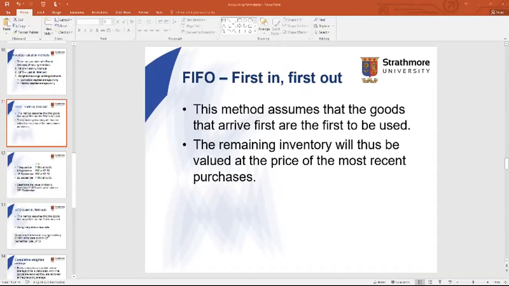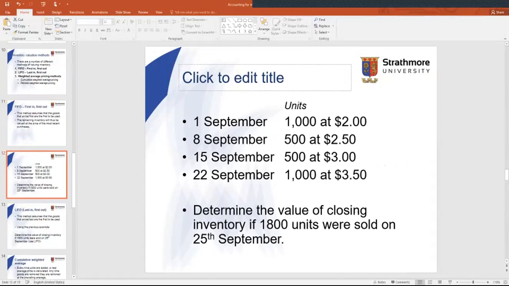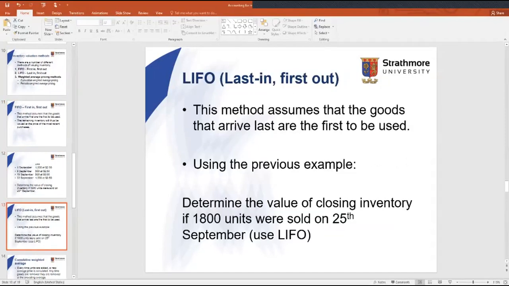However, the closing inventory is going to have high value. Why? Because the items that make up the closing inventory are the items that have been recently acquired. That's what we discussed for the first in, first out method. We went ahead and did an example together last time. Now, today, we start by discussing the last in, first out method.